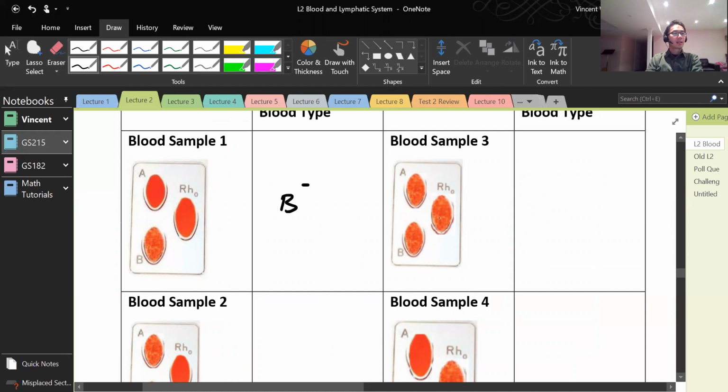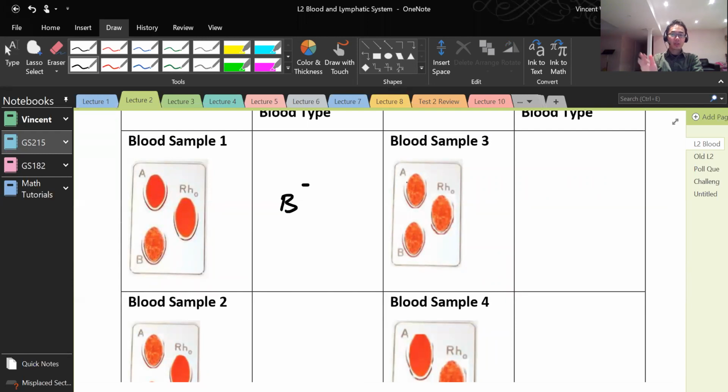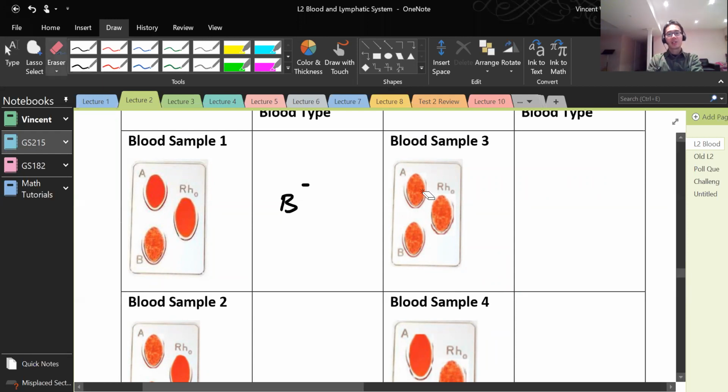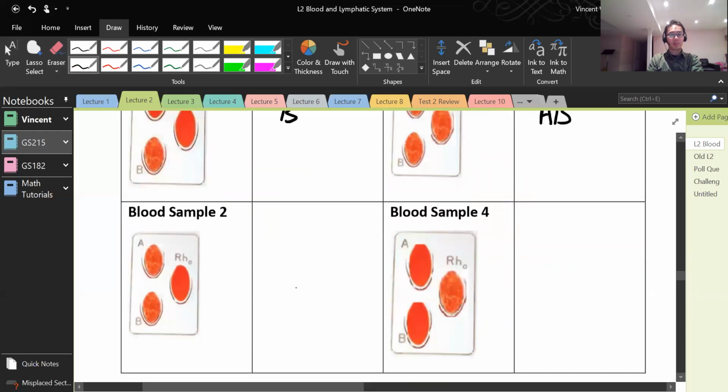Okay, so got a private message. How can you tell what the blood type is? Okay, so again, you want to see whether or not there is a reaction. If a reaction is observed with the antibody, then you have that antigen. Yes, reaction with A, so you write down A. Yes, reaction with B, so you write down B. Yes, reaction with RH, so we write down positive. If there's no reaction, you do not write down that letter. That's basically what it means.